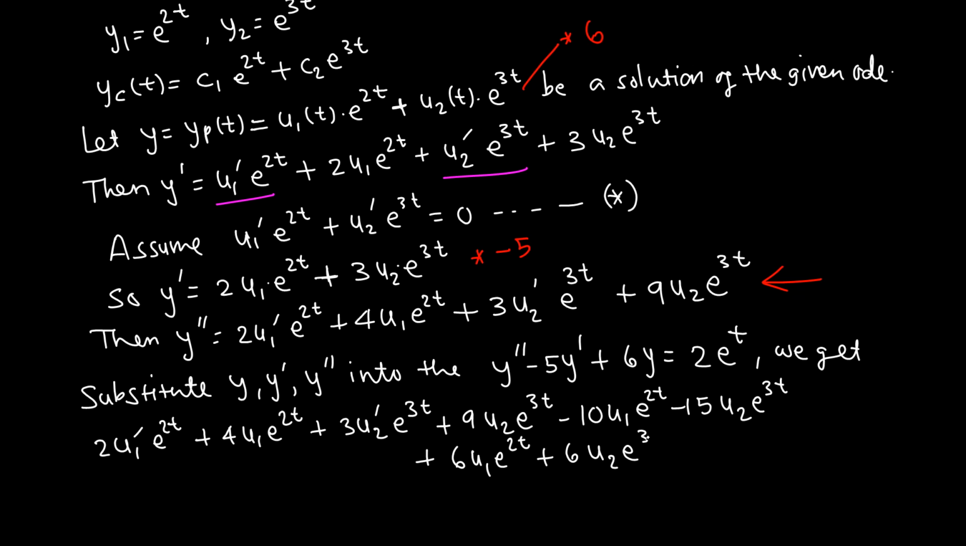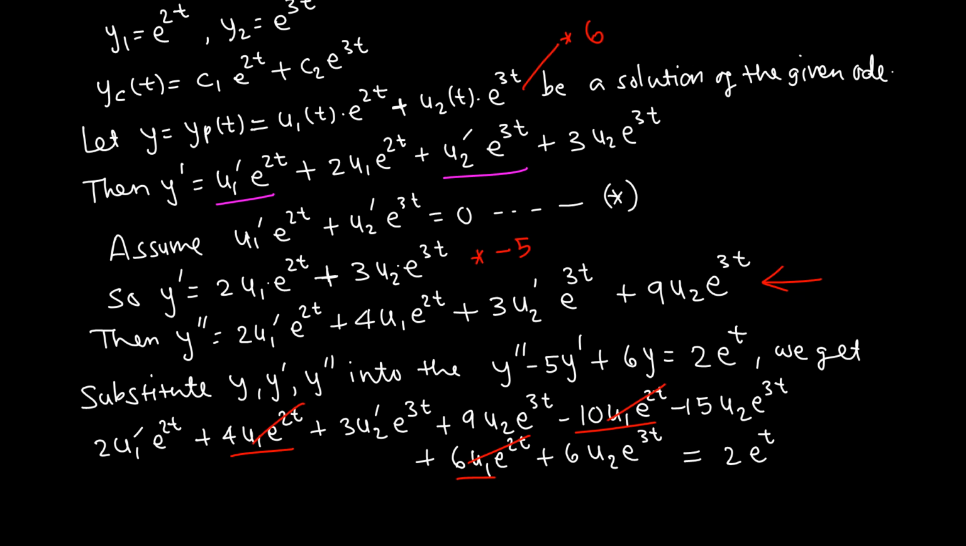6u2 e raised to 3t is equal to, the right hand side is 2 e raised to t. Now in the left hand side there should be some cancellation. u1 e to the 2t, here is u1 and here is 1. Okay, 4u1 e to the 2t, 6u1 e to the 2t minus 10. So 4 plus 6, 10, minus 10 cancel.